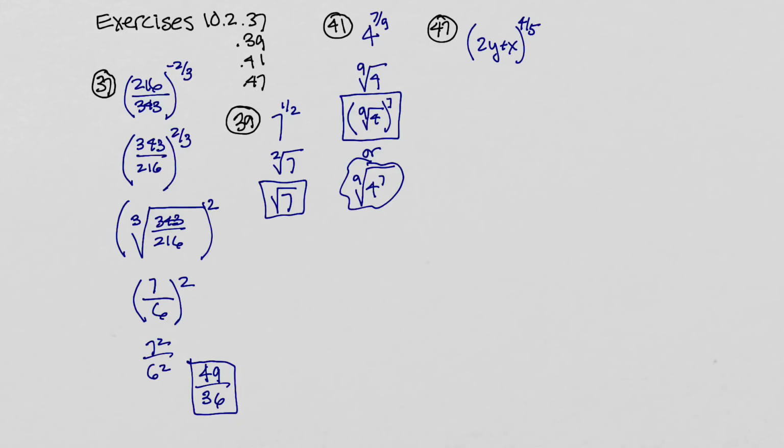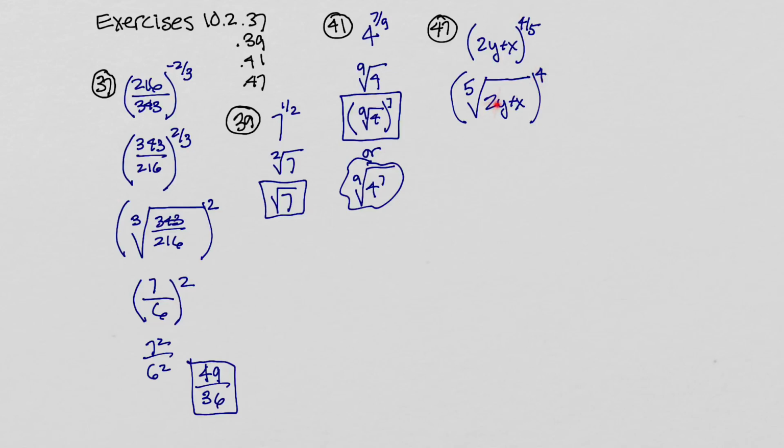In 47, we've got this quantity here. Now remember, any quantity in parentheses is considered one thing. So we've got one thing raised to the 4/5. The bottom number becomes the root, so this is going to be the 5th root of this thing right here, that quantity, that binomial. So we'll get 2y plus x. And now what we could do is we could write this 4 on the outside, right? The numerator will become the power.